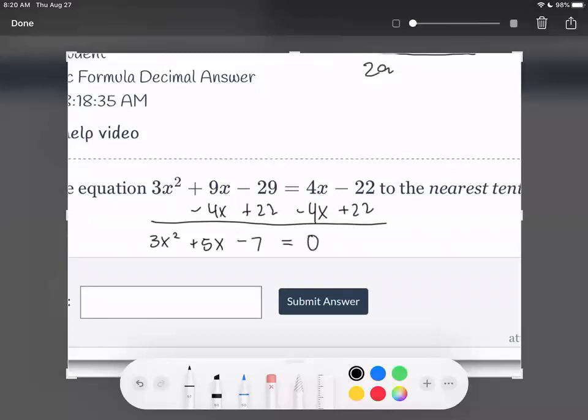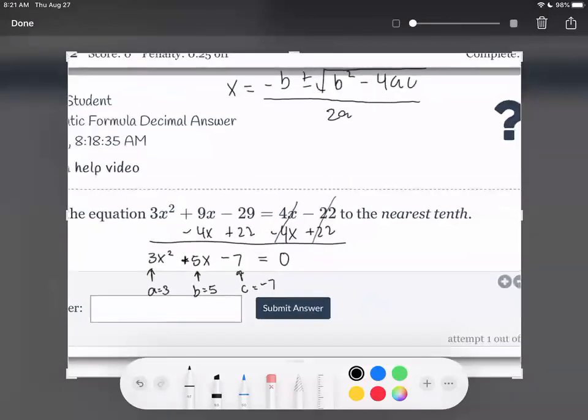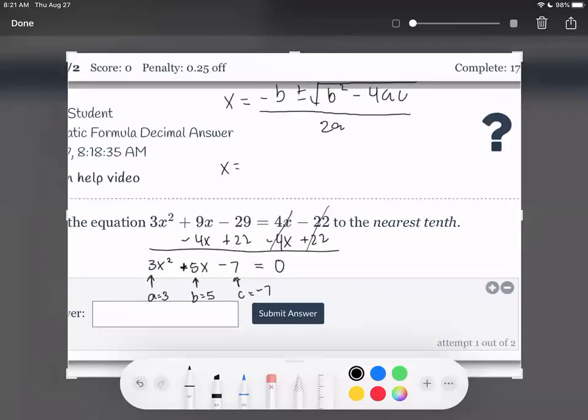Alrighty then. So now we can see that our A is 3. Our B is positive 5, positive because it's a plus over here. And our C is negative 7, negative because it was a minus 7. And we're going to use those and we're going to plug it into our quadratic formula.